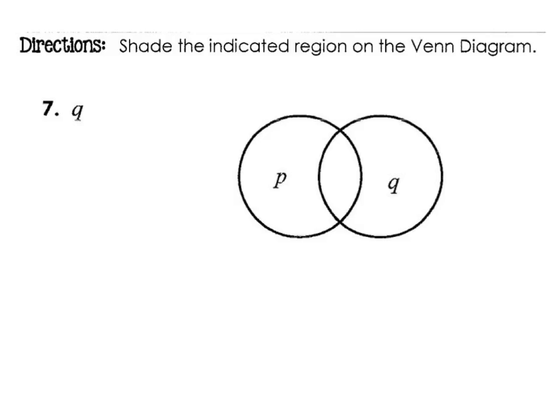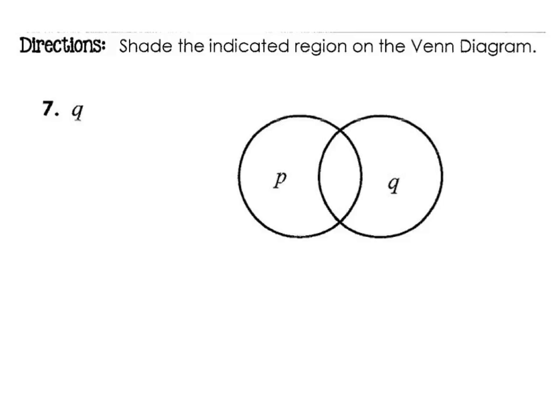All right, so for the next few examples, what I want you to be able to do is shade the indicated region on the Venn diagram. So for example, number 7 is asking you to shade the Q part of the Venn diagram. And because this is a some or sometimes Venn diagram where some parts of Q can also be parts of P, we need to shade all parts where Q is.